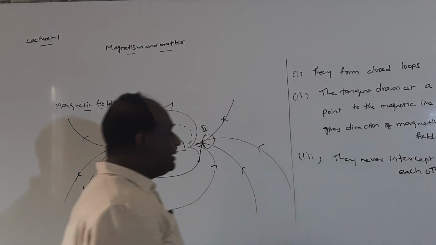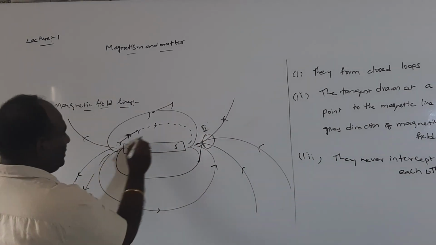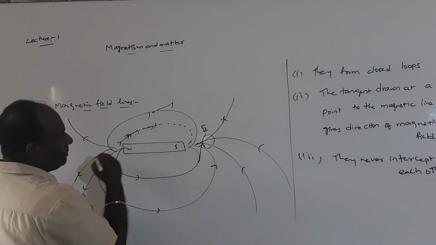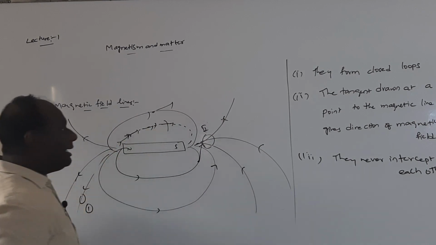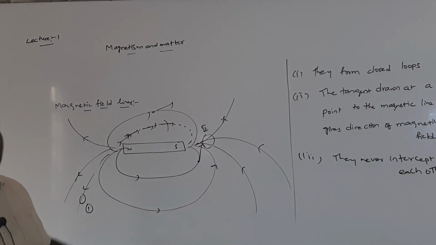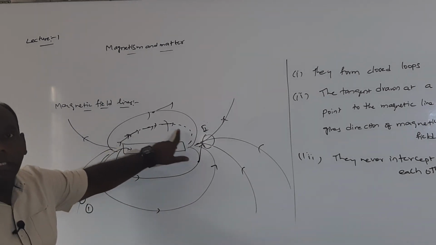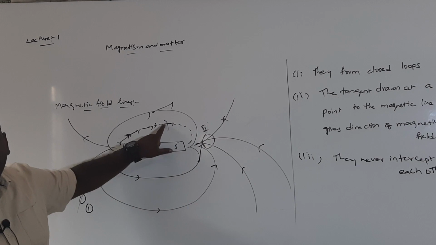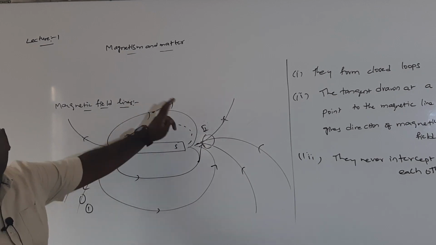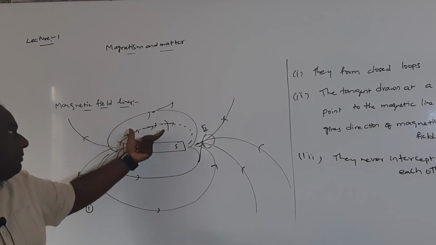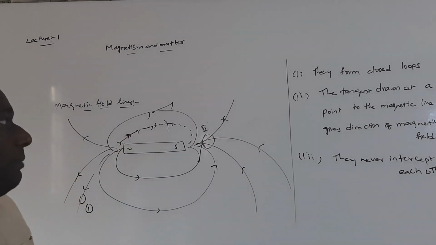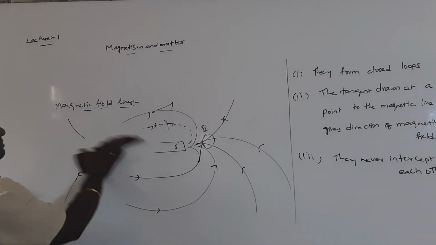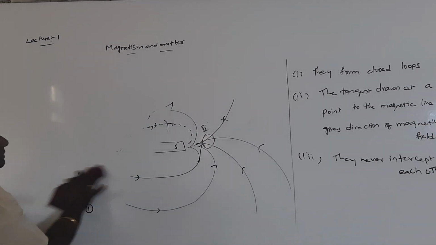Sir, why do they never intersect each other? I already mentioned, assume this is the field line, this is the direction in which the needle is moving. Assume these two lines intersect. Then in which direction does the magnetic needle move? The magnetic needle follows one direction. So if they intersect, the magnetic needle has two ways to move. This is a contradiction to the regular phenomena. So we can say they never intersect each other. We have to remember these are the properties of the magnetic lines of force.